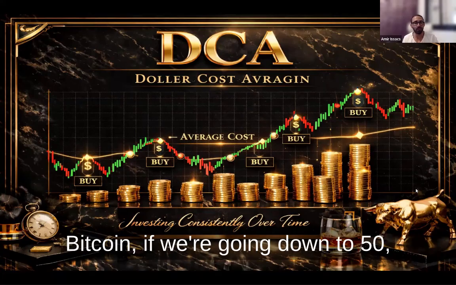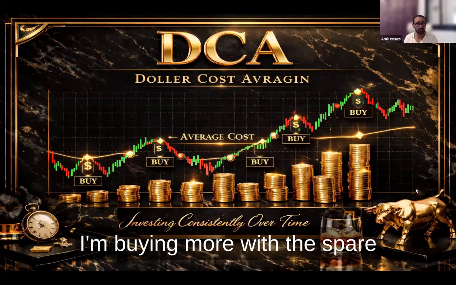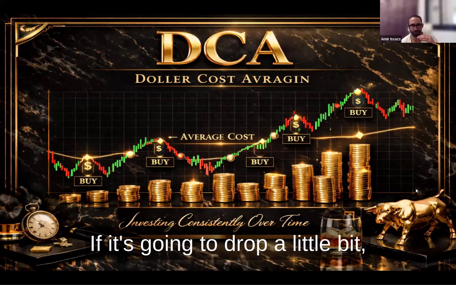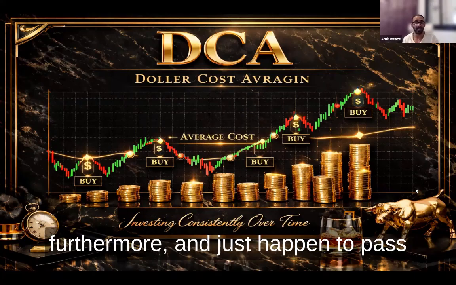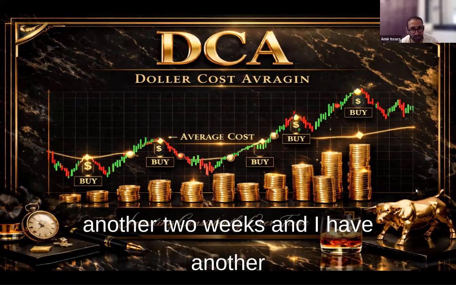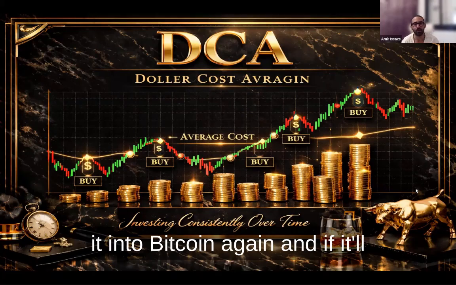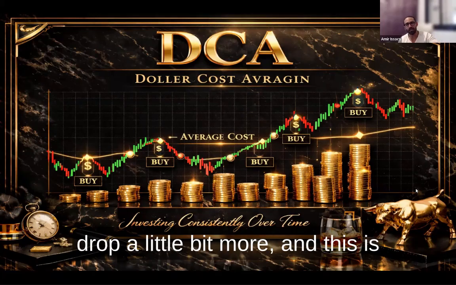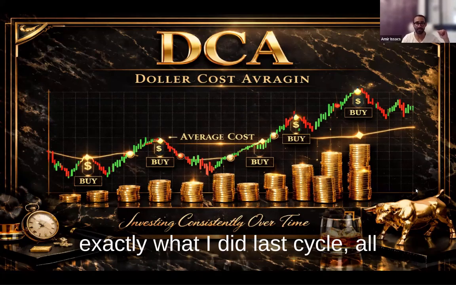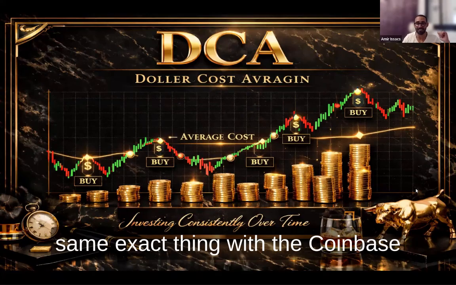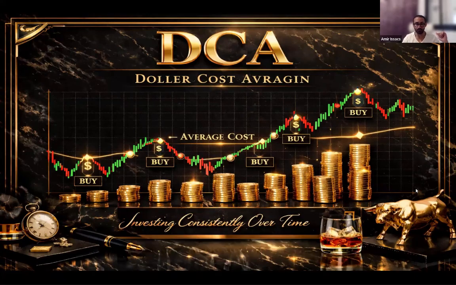So if we're looking at Bitcoin, if we're going down to 50, I'm buying more with the spare extra income or cash that I have. If it's going to drop a little bit further and another 2 weeks pass and I have another extra $1,000 on the side, I'll throw it into Bitcoin again. And if it drops a little bit more, and this is exactly what I did last cycle, all the way down to 19,000. I did the same exact thing with the Coinbase stock.